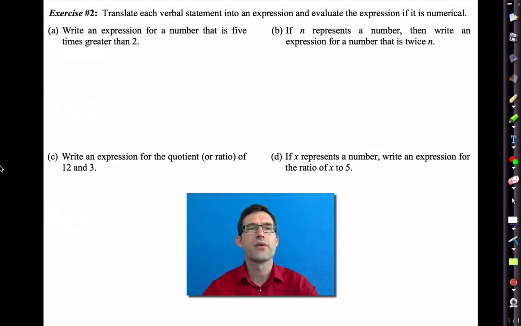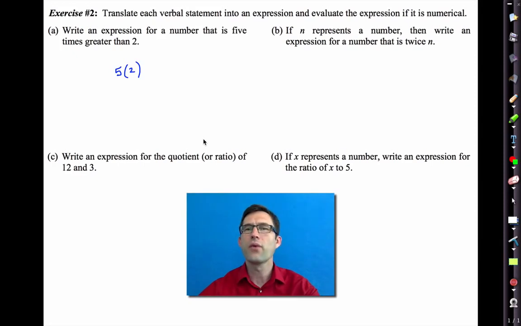Exercise 2, letter A. Write an expression for a number that is 5 times greater than 2. Well, 5 times greater would just be 5 times 2. Now, the actual number is 10, but it didn't actually ask me to do that. That's a number that is 5 times greater than 2.